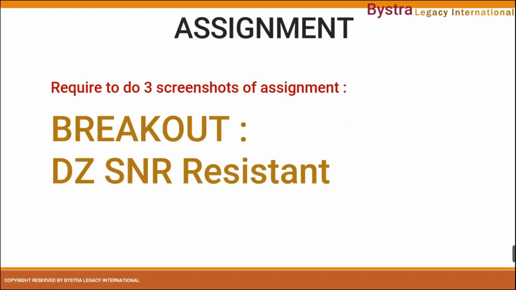Next, guys, you need to do another assignment. This time it's the same as well. Three assignments. The assignment will be the breakout of the danger zone SNR resistance. You can use the second movement resistance, or any other resistance that is not the second movement, as long as it is the danger zone SNR on the daily and weekly time frame. Don't look for monthly. Look for weekly and daily, but daily occurs very often.